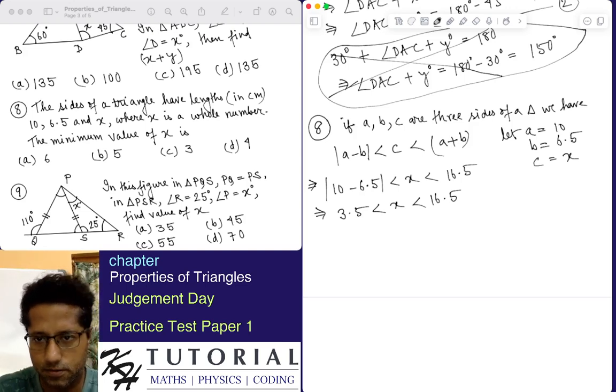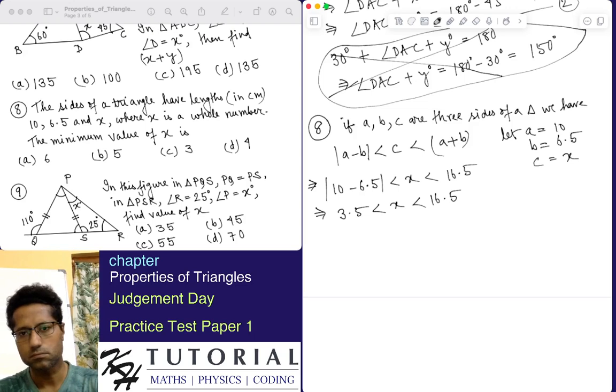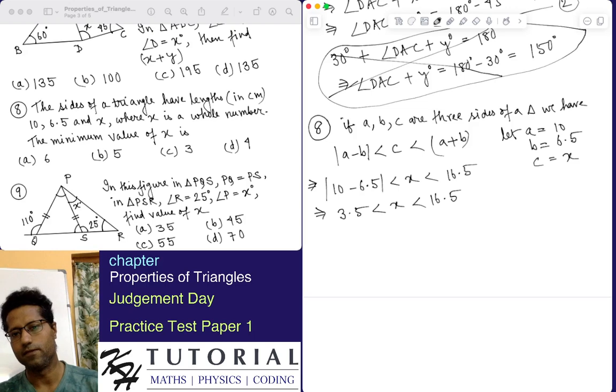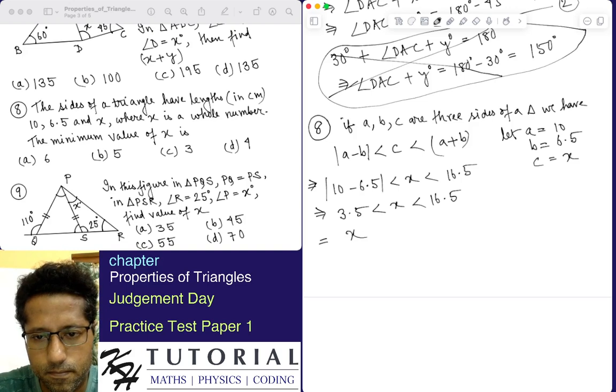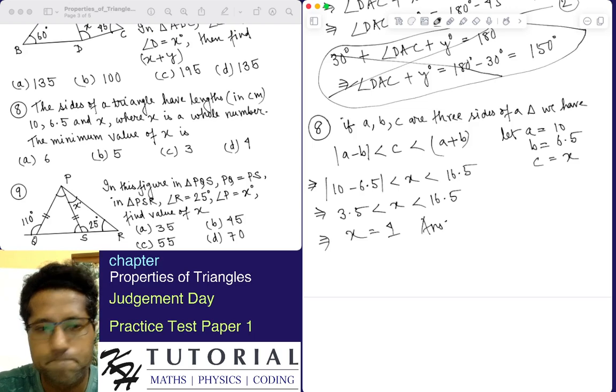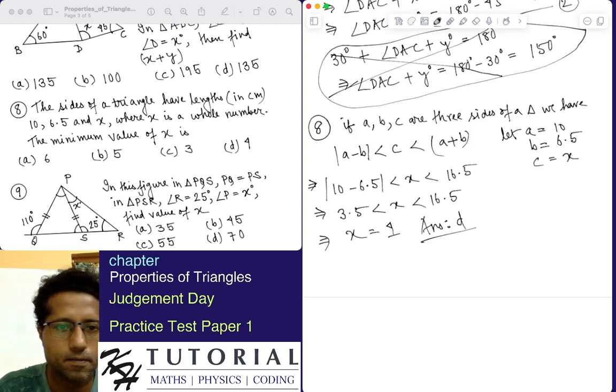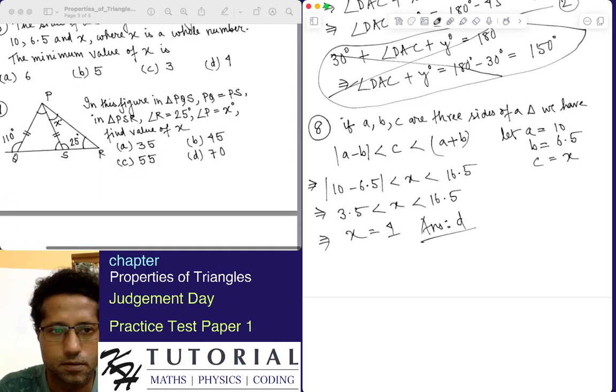The minimum value of X, we can see that it is given that X is a whole number, that is it will be 0, 1, 2, 3, 4. 0 cannot be the length of the side of any triangle, so it can be 1, 2, 3, 4 like this. Now we have already found that X is greater than 3.5, so the next whole number is 4. So we get that X is equal to 4. So the answer is choice D. Okay, let's see question number 9.